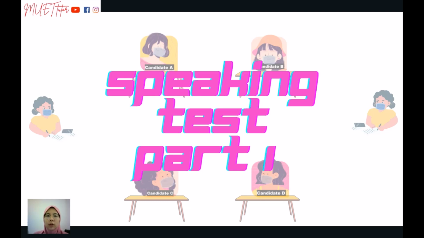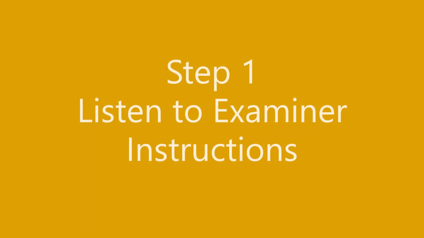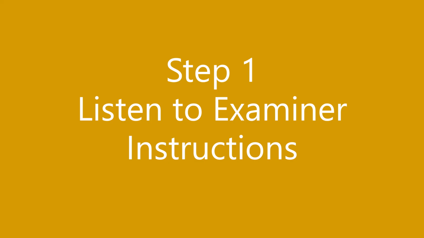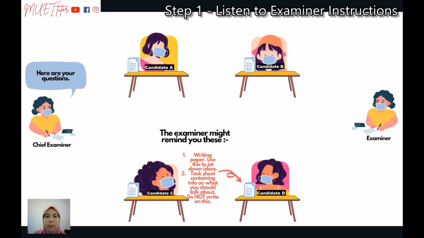In this video, we'll go through the procedures and processes in part 1 of MUET speaking. As you are seated in the test room, one examiner, the chief examiner, will guide and give instructions to you. The examiner will hand out your task sheets and writing sheet to each one of you.